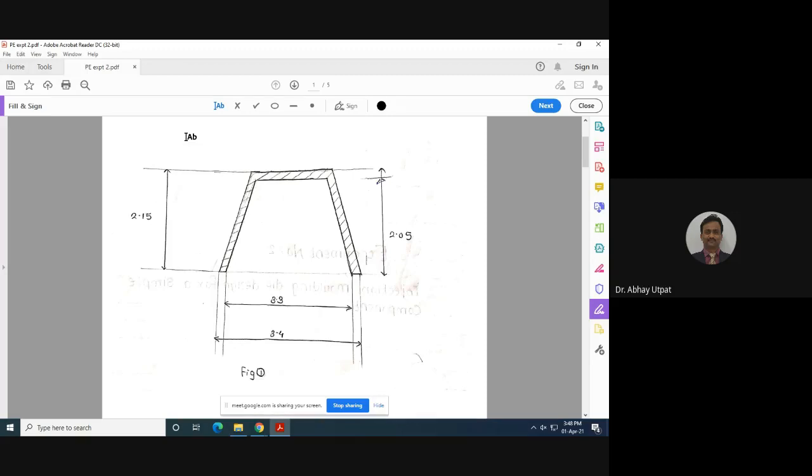This is the cap which you are going to manufacture by injection molding, and you are going to design the injection mold for it. All dimensions are in centimeters: 3.4 centimeter, 3.3 centimeter, 2.05 centimeter, 2.15 centimeter. And automatically you will get the thickness here. If this is 3.4 and this is 3.3, then this will be 0.5, 0.5. And this line I have drawn here up to 2.05, so automatically it is 0.1.